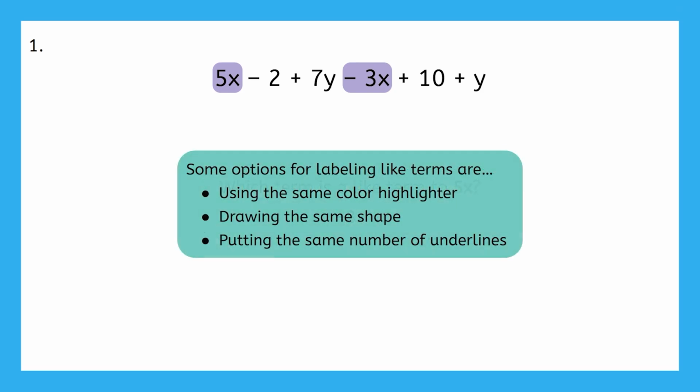Do the same in your guided notes by using the same color highlighter or drawing the same shape around them. You could also put the same number of underlines beneath both terms. 1 underline for this first group of like terms, 2 underlines for the second group, and so on. As long as the like terms are labeled in the same way as each other, you're totally good.